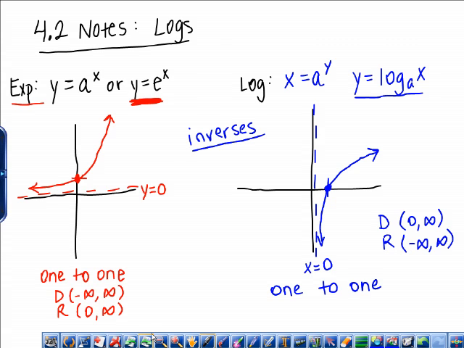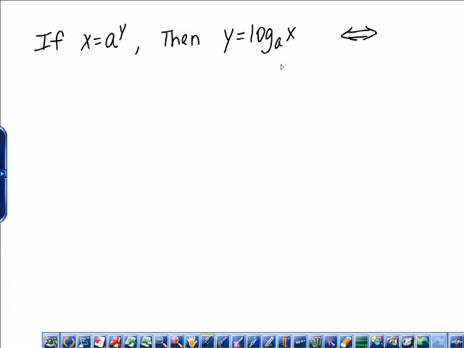Alright, let's talk about this statement. I've already written this down, but if x equals a to the power of y, then y is going to equal log base a of x. And I'm going to even write here that if x equals e to the y, then y is going to be equal to natural log of x. Remember, natural log is just log base e. That's all that is, where e is the natural number. Eventually you'll use natural log more than this log right here.